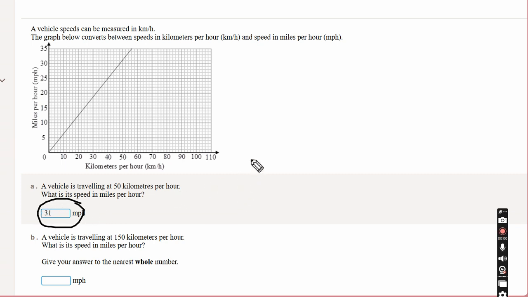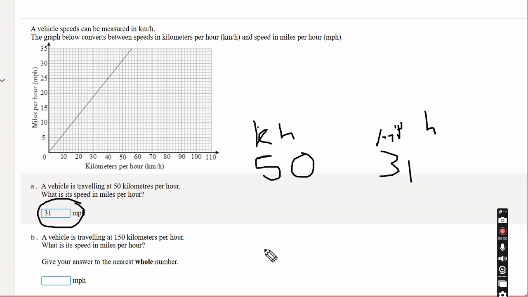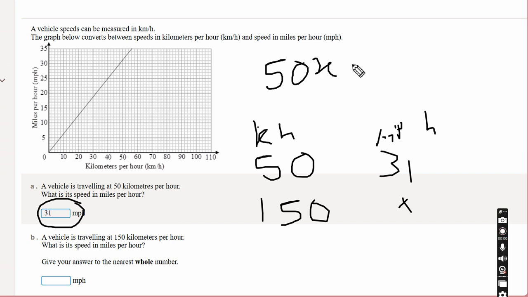You can just do cross multiplication. So we have kilometers per hour. You can write here 50, which is 31. Sorry, let's go back. mph is 31, right? And another one, what is given to us in the next question? 150 kilometers per hour, but the mph is x. So you'll cross multiply. So 50x, right? And what is it going to be? 50x and 150 times 31. You can solve this.